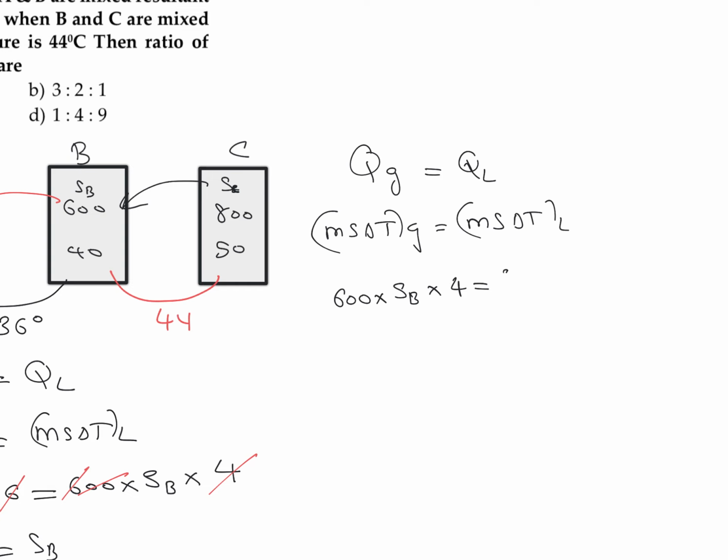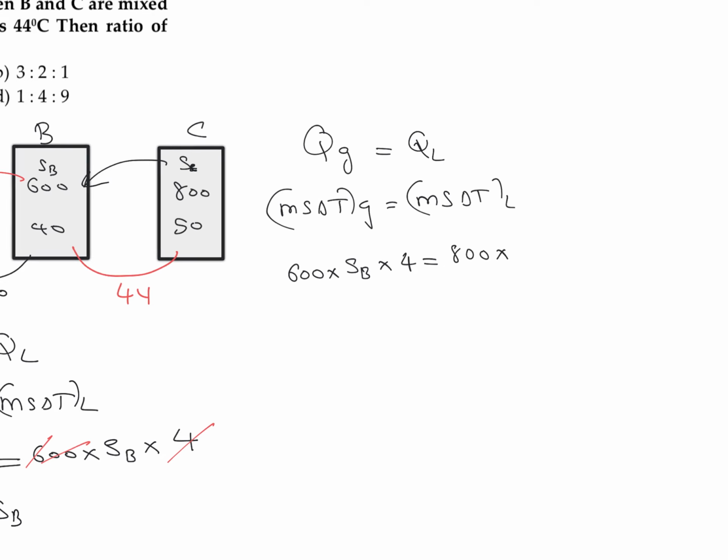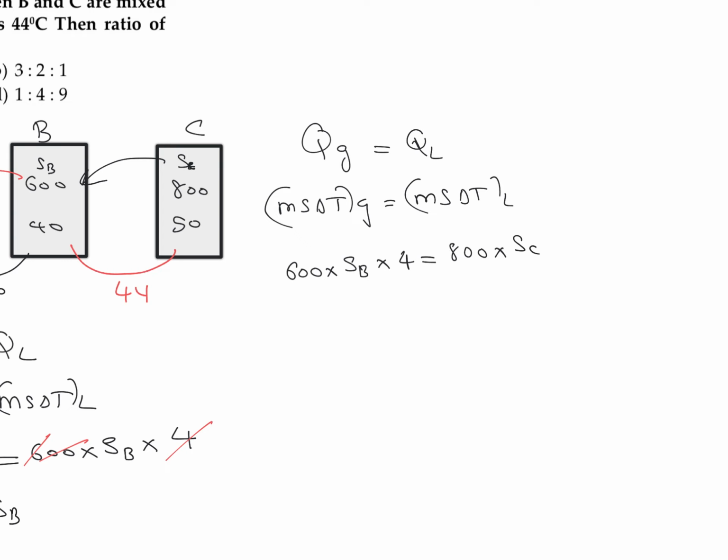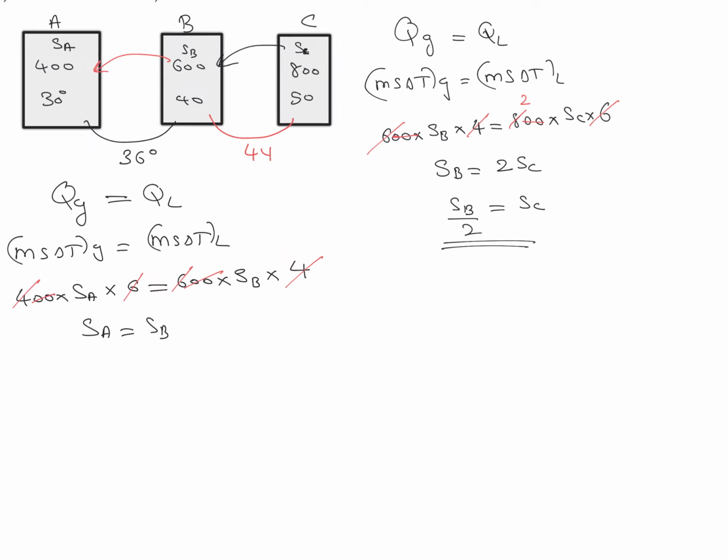On the right side, the mass is 800, the specific capacity is SC, and delta T is from 44 to 50, which is 6. Now we can cancel the 100 and 100, and the 6 and 6, and observe the 4 and 8, which gives 2. So the specific capacity of B is 2 times the specific capacity of C, or the specific capacity of C is the specific capacity of B divided by 2. So we got these two pieces of information.